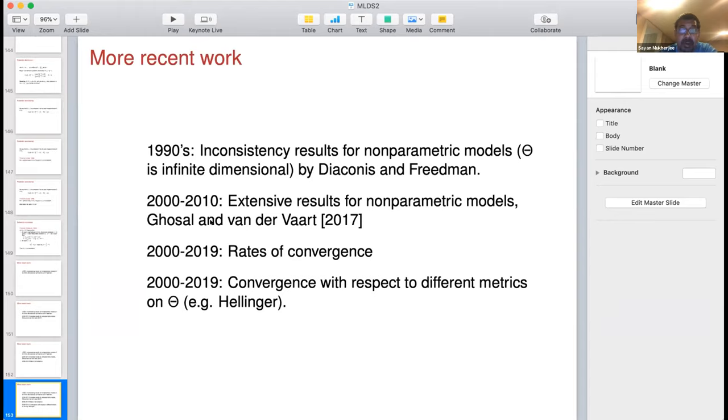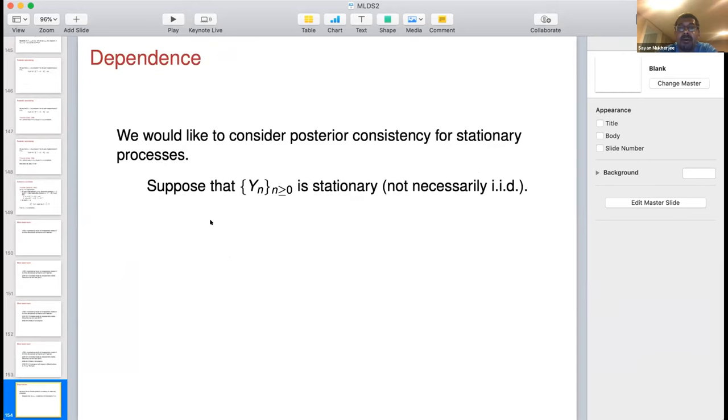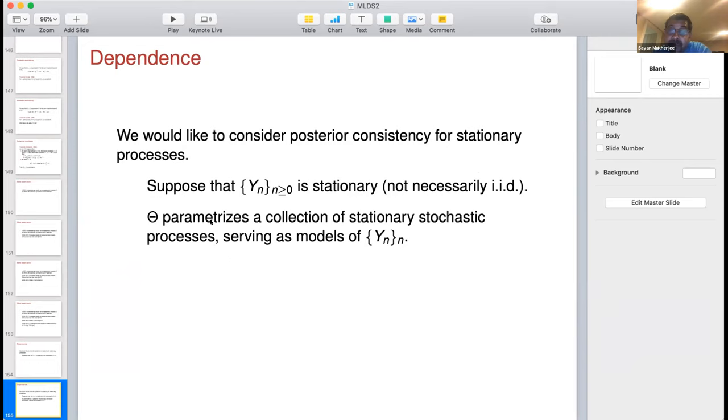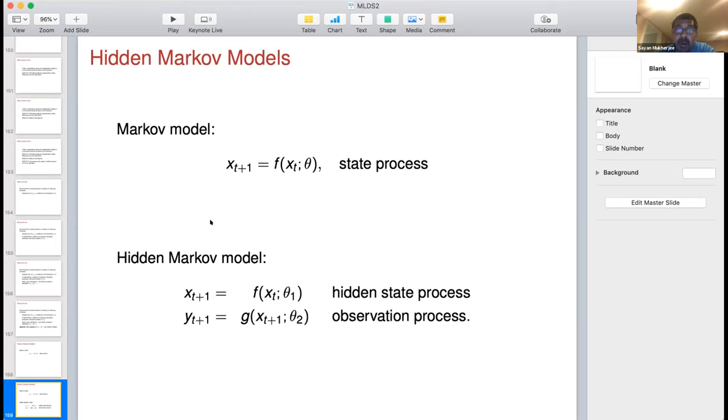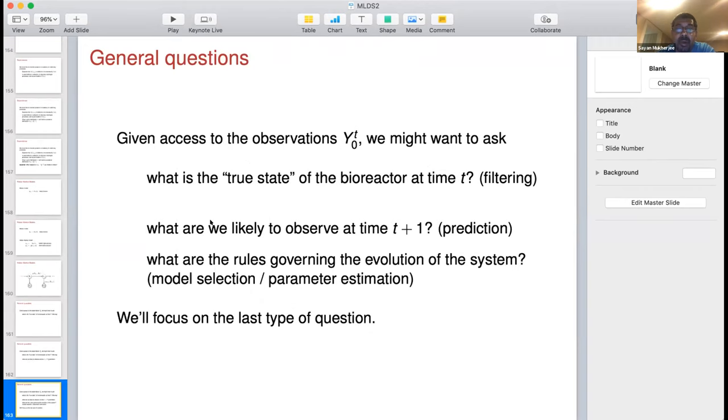But what happens when things are not IID? Let's say we have something stationary, but not IID. I have a theta. What do I do then? If I give you a prior, can we think of a posterior? And can we show consistency? Again, an example was a hidden Markov model. But what happens if things are deterministic, as I said before?